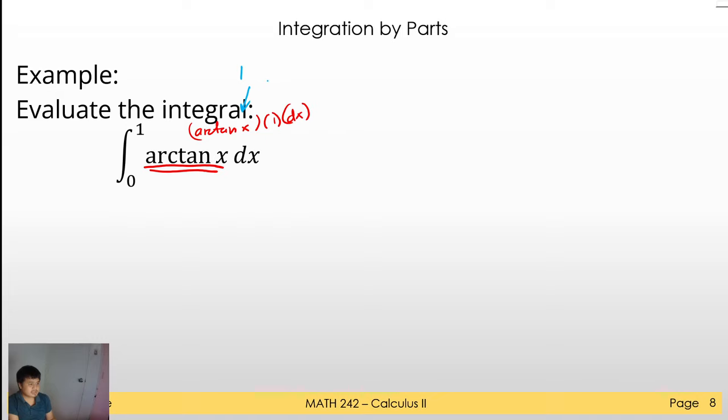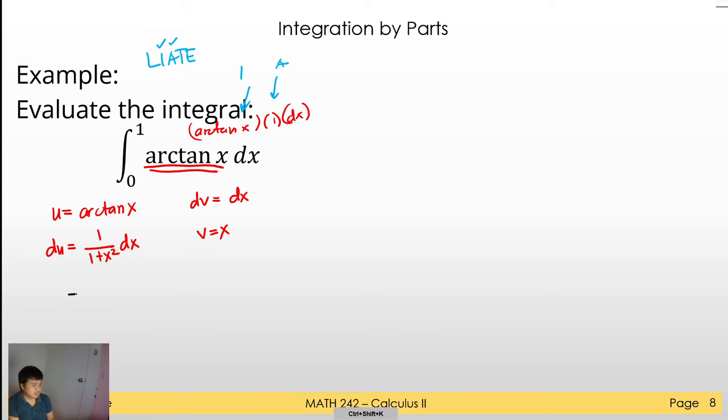So this is inverse trigonometric. This one is algebraic. Therefore, we can use u here as arctan x, using again the LIATE rule. So this is the I and this is the A. So dv here is equal to 1 dx, so therefore this is just dx. So what is the derivative of arctan x? The derivative of arctan x is 1 over 1 plus x squared dx. The integral of dx is x.